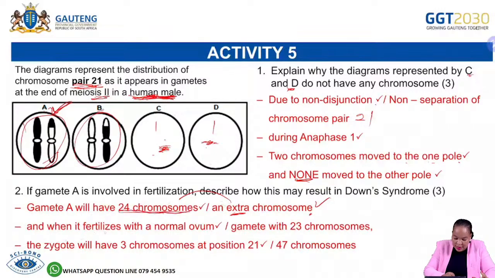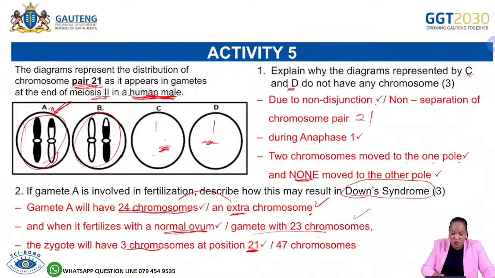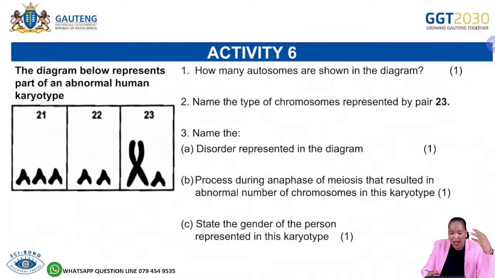Then when this gamete fertilizes with a normal gamete with 23 chromosomes, this is a normal situation. The zygote will have 3 chromosomes at position 21, or 47 chromosomes, leading to Down syndrome. For as long as you say 3 chromosomes at position 21, that is trisomy 21, and it leads to Down syndrome. I think you now know this information at the back of your head. You can even say it while you are sleeping. Then we can move to the last activity.